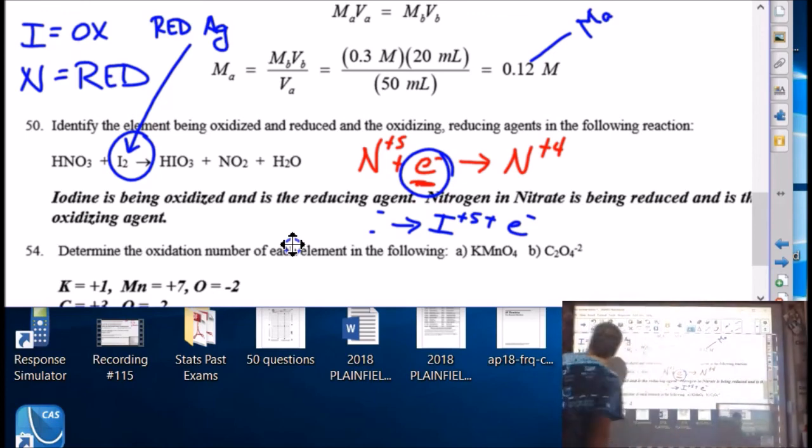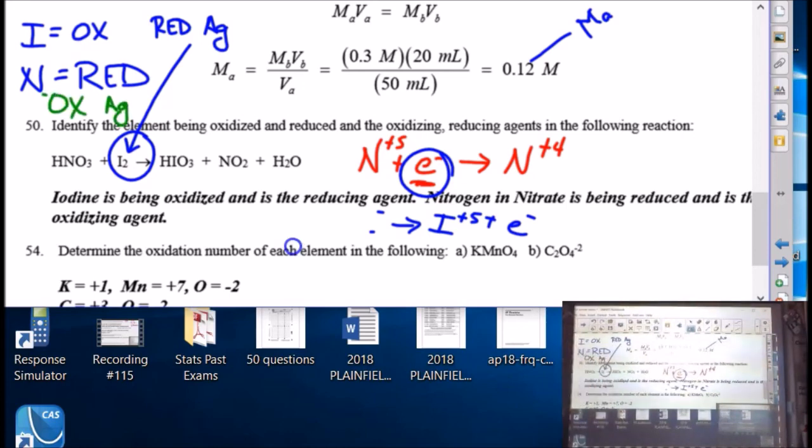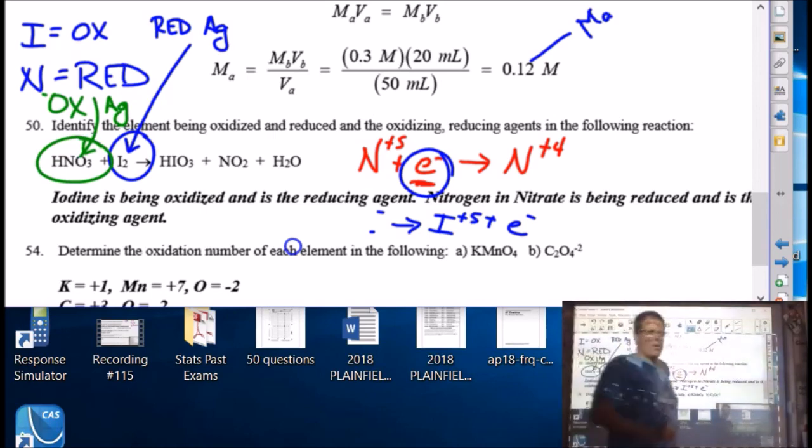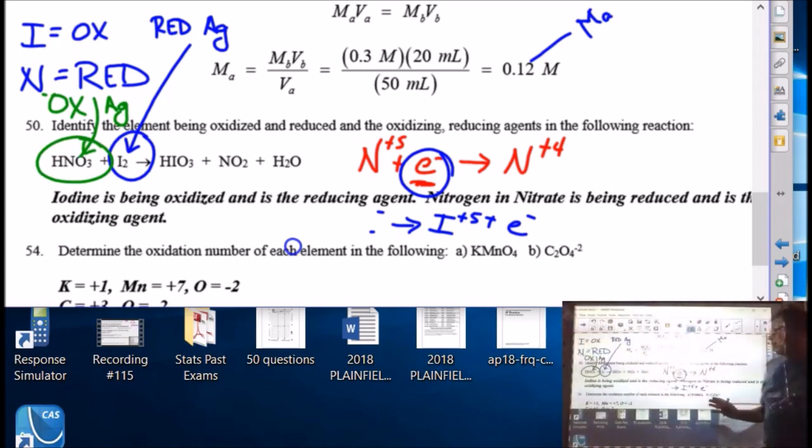If the nitrogen is being reduced, what that means is it is taking on electrons that the other thing is losing. Therefore, the nitrogen is the oxidizing agent, or the thing that has nitrogen in it. Therefore, the oxidizing agent is that whole compound there, HNO3. And ammonium nitrate is a really great oxidizer. It's actually used in some pretty powerful things, but we're not going to talk about that here.